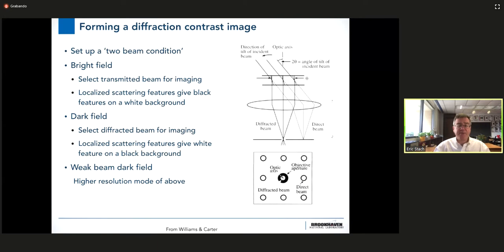One of the things that we tend to do when forming diffraction contrast images in the dark field mode is, it turns out that the way that these lenses work is they're not as good if you have beams off the optic axis. They have aberrations that are present. So generally when we form a dark field image, we'll tilt the incident beam at the Bragg angle so that we direct the diffracted beam along the optic axis. That's a minor point for this class, but just something to note.